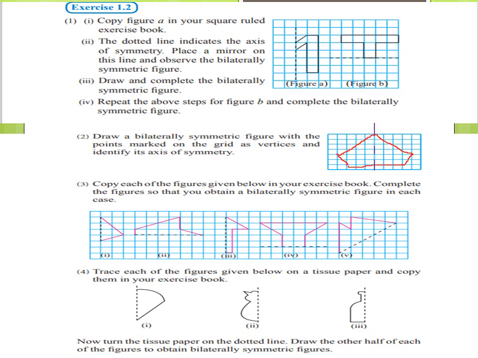Copy each of the figures given below in your exercise book. Complete the figures so that you obtain a bilaterally symmetric figure in each case.